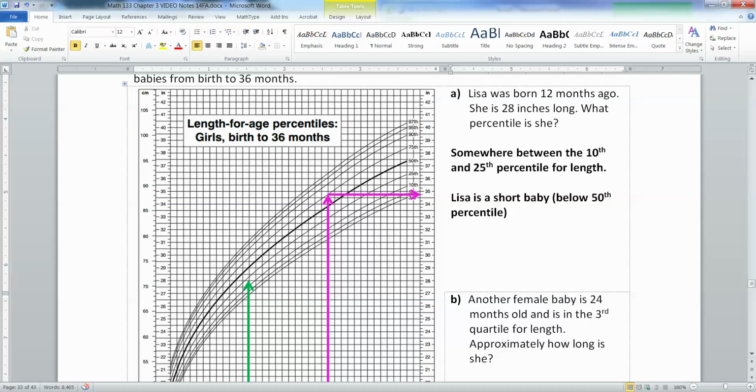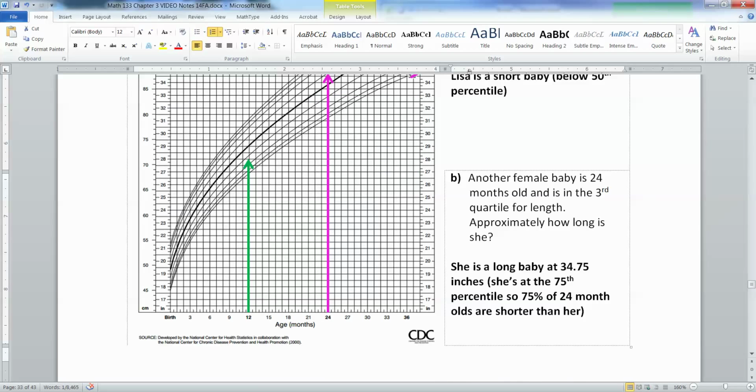They're not all babies. All right, so I have baby Lisa. Baby Lisa was born 12 months ago. She is 28 inches long. What percentile is she? Such a good question. Okay, so here we have baby Lisa, 12 months. So here's the age in months down here. So I start at age 12 months and I go straight up until I hit how long she is.